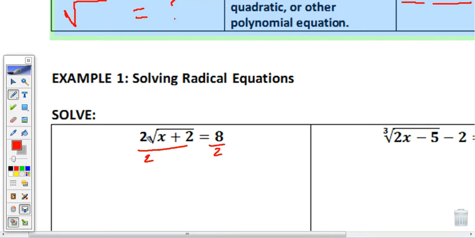Okay, so what will the 2's do right here? And you're left with the square root of what, kids? x plus 2 equals what? 4.